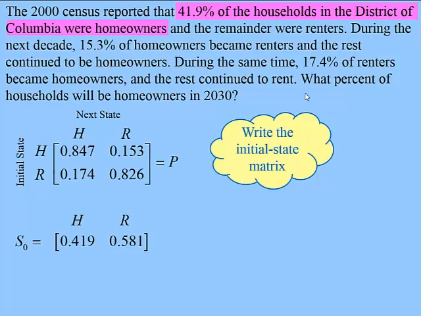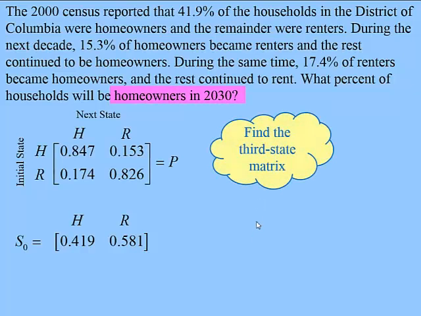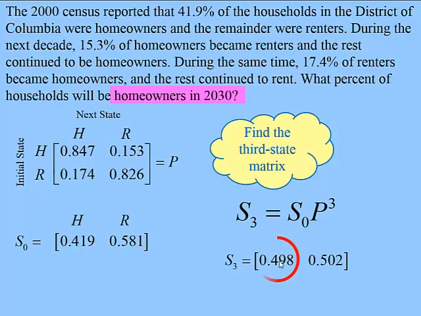So we can answer the question, what percent of households will be homeowners in 2030? This was the 2000 census. Censuses are done every 10 years. So 2030 is going to be the third state. We need to do an S0 P to the third power. You can do that on your calculator. Which one of these represents the percent of households that are homeowners? If you keep everything in the same order, that's the 49.8%.